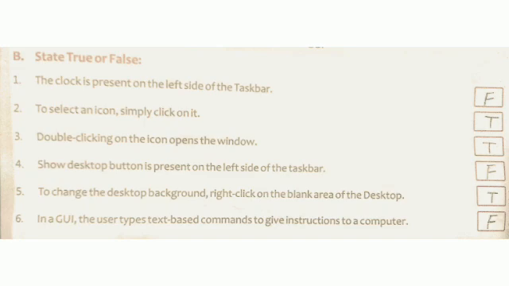Fifth question is: to change the desktop background, right click on the blank area of the desktop. Yes, if we want to change the background, we have to right click and then select the personalize option. So this is true. Sixth is: in a GUI, the user types text-based commands to give instructions to a computer. As we know, in GUI, we don't need to type any command. We have to just click and use the mouse. So this is wrong and false.